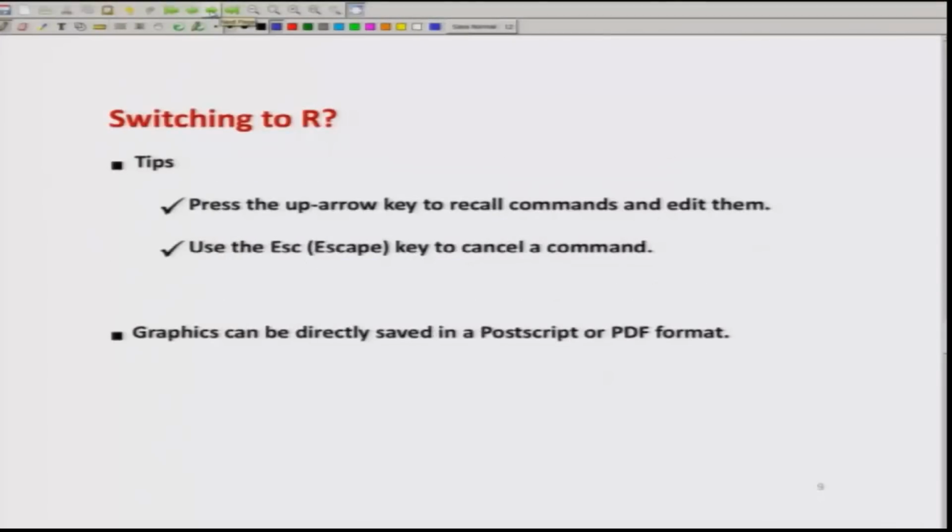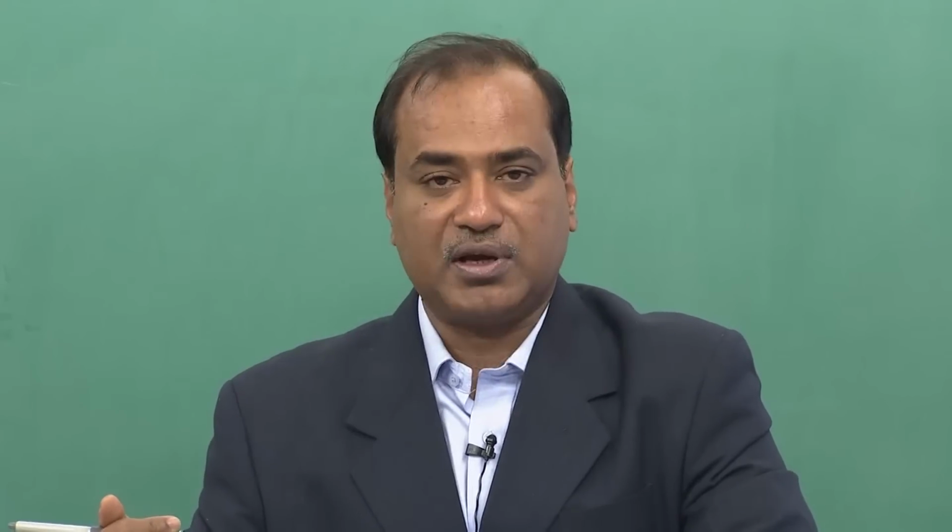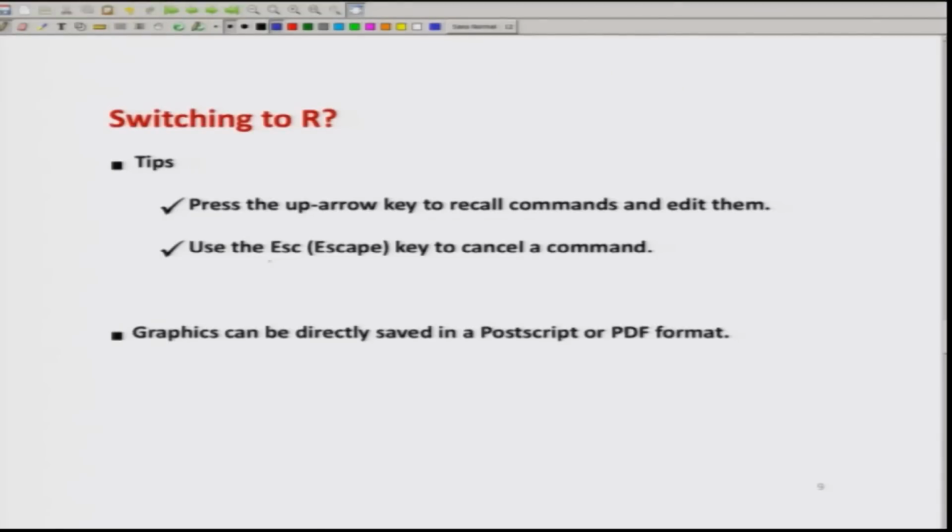Now, some tips whenever you are playing with the R software: you can use the arrow keys on your keyboard to move to earlier commands, and this will help us in editing them. Suppose you are writing something and you want to cancel the command, then you can simply use the escape key, which is labelled something like ESC. You simply press the escape key and the execution of the command will be cancelled.